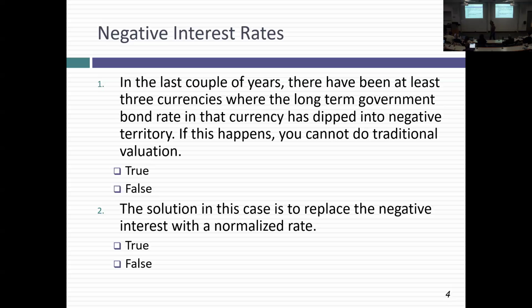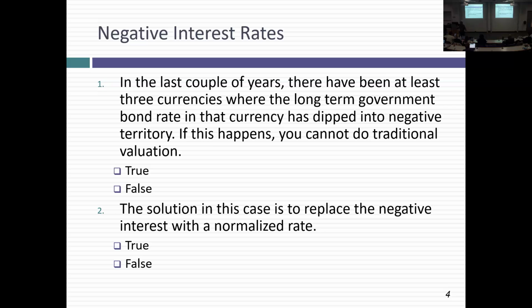Last thing is this notion of negative interest rates. I'll tell you, it's mind-boggling when you think about negative interest rates. When you took an econ class, whatever class that was, remember interest rates came from preferences, real interest rates, and the rates were always positive.